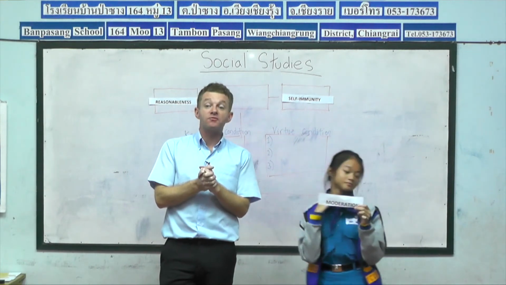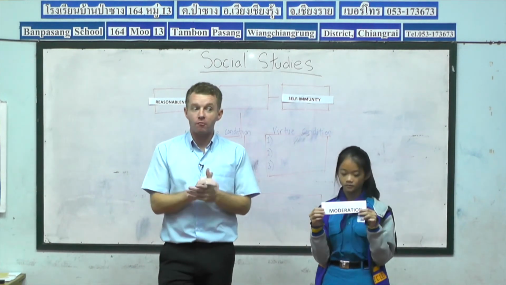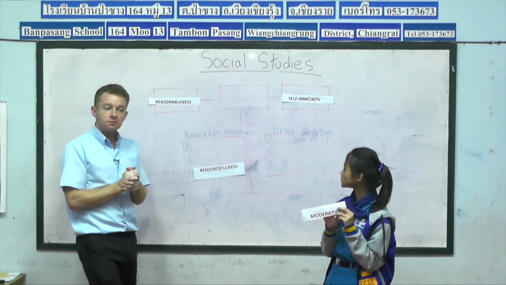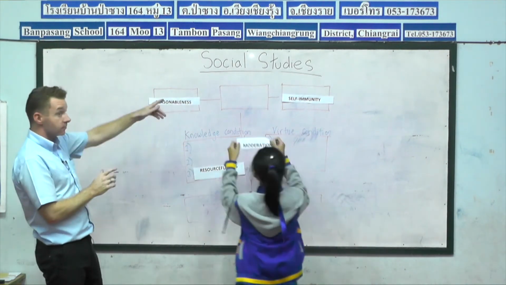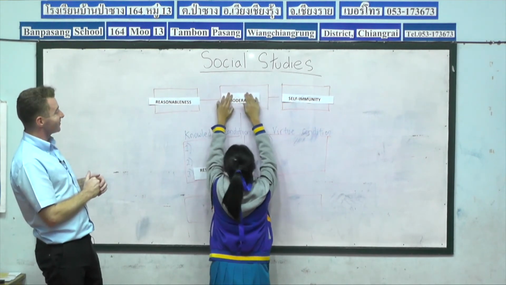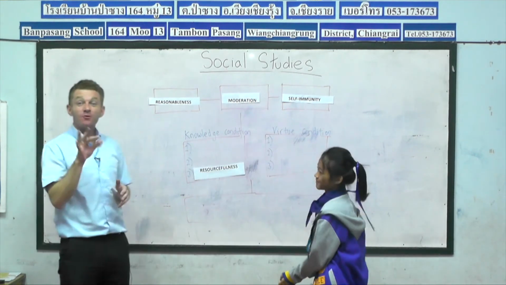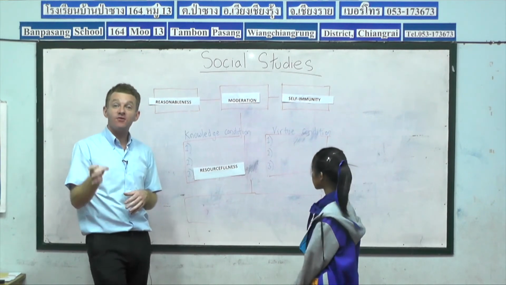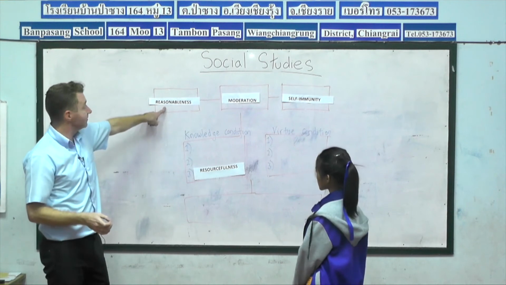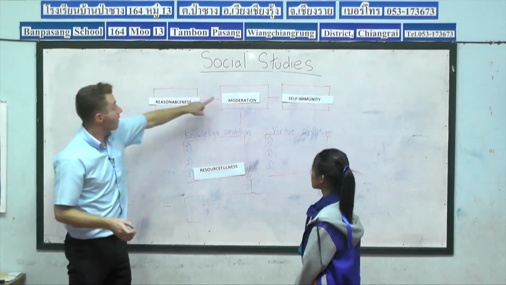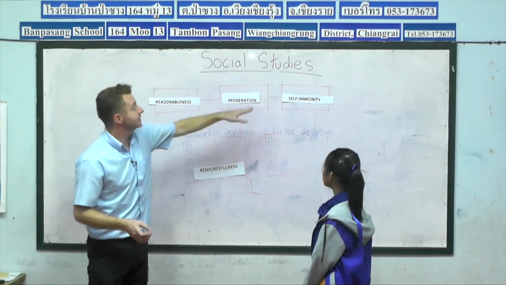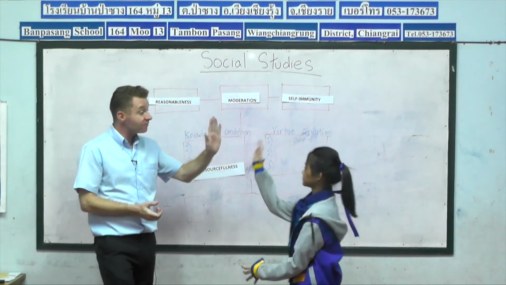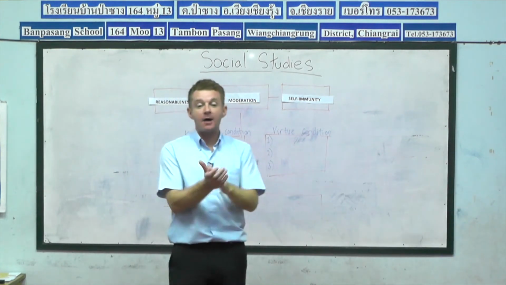Okay, so Down's flashcard says moderation. Now where should moderation go, guys? On top, excellent. And Down can reach, that's okay. Down can do this one. Okay, so we've got our three main factors of the philosophy of sufficiency economy. Reasonableness, moderation, self-immunity. Down, that was brilliant. High five and a big round of applause for Down, guys.